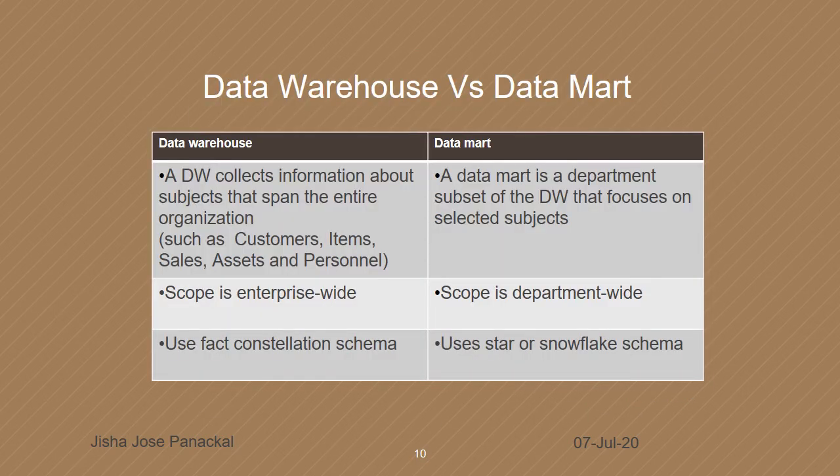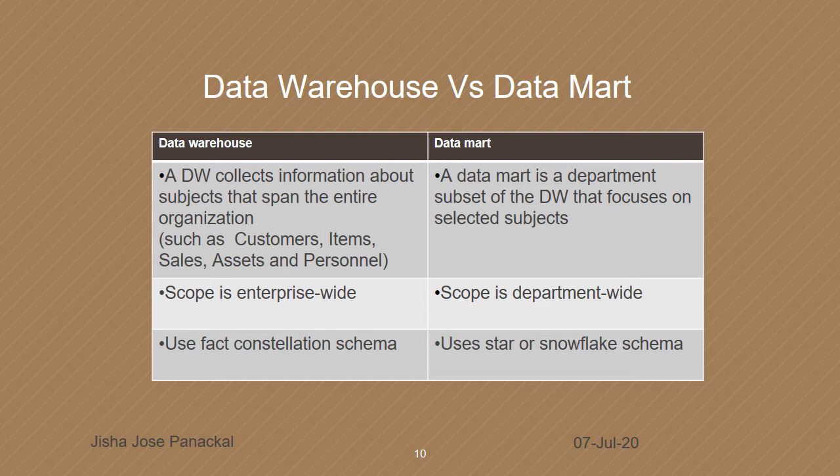Now we will see what is the difference between a data warehouse and a data mart. We are going to study a new concept, that is data mart. A data warehouse collects information about subjects that span the entire organization. For example, we can build a data warehouse for an entire organization. It may have different entities like customers, items, sales, assets and personnel.